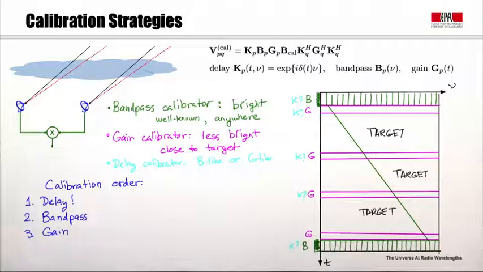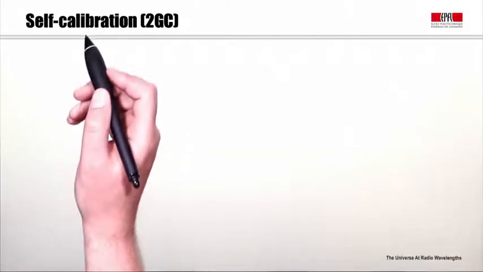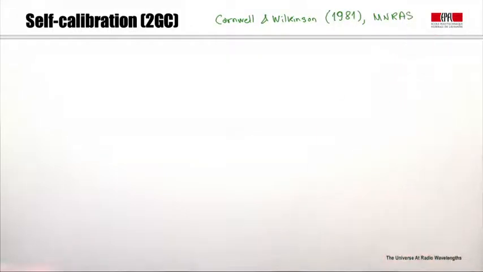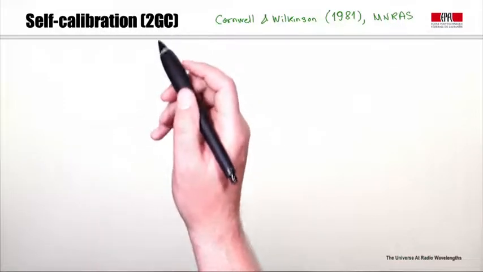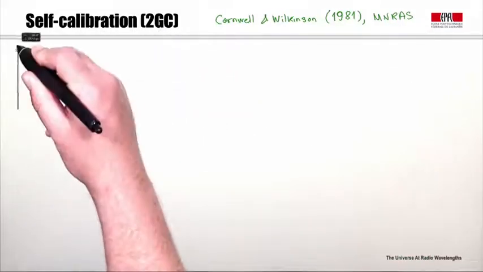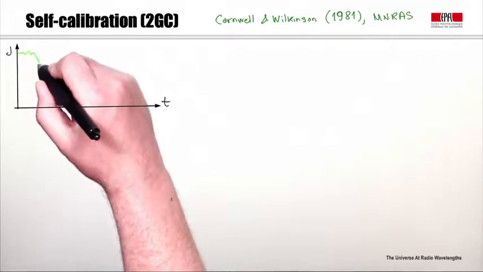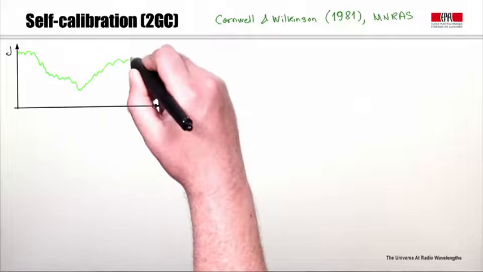But can we do even better? Well, it turns out that we can do better thanks to a technique called self-calibration, or Selfcal, first invented by Cornwell and Wilkinson in 1981. We also call this second-generation calibration, or 2GC. Let's look at our Jones term again as a function of time. Let's say the true J, the one that we need to calibrate, behaves like this, the green line here.